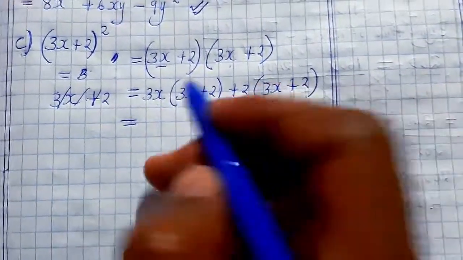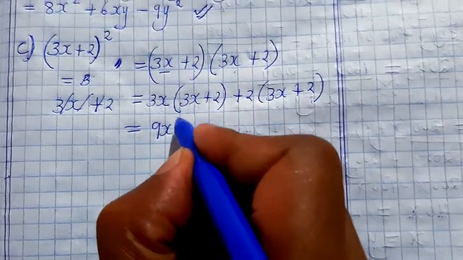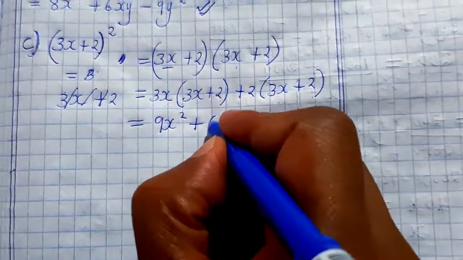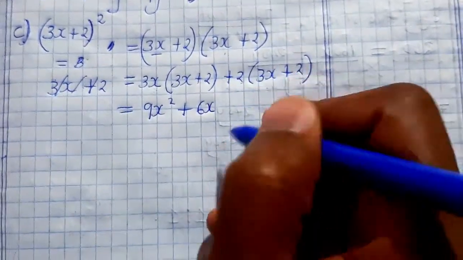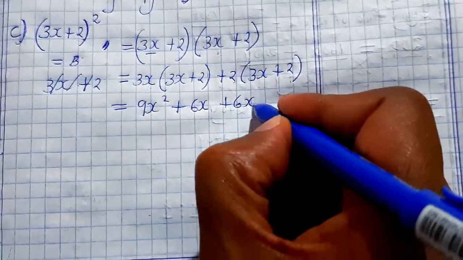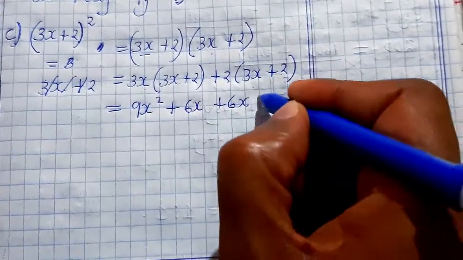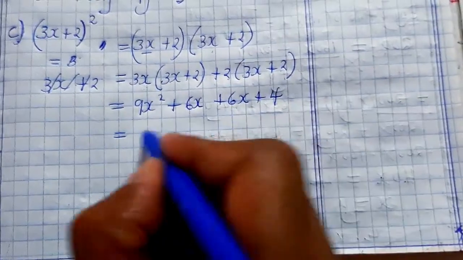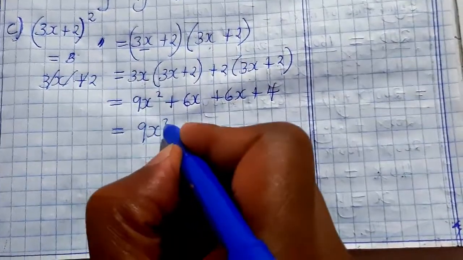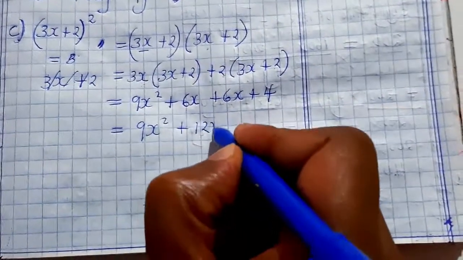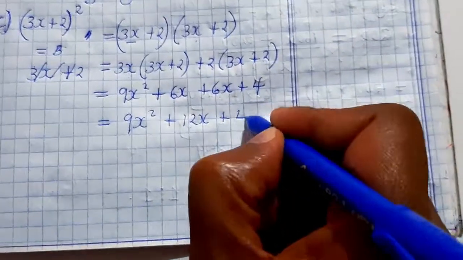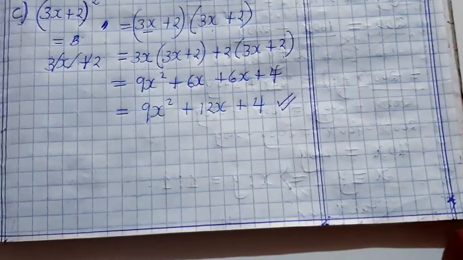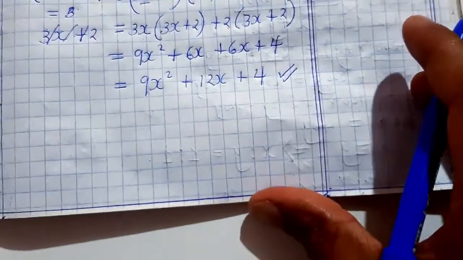I know this one now you are okay. So this is going to be 9x squared, and this gives you 6x. Then we move to the other one, which is going to give us 6x also. We multiply this and this one, which gives us 4. Collecting the like terms, we have 9x squared plus 12x plus 4, which is our required quadratic expression, not equation, expression.